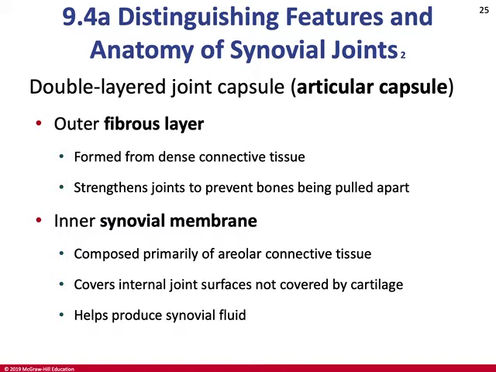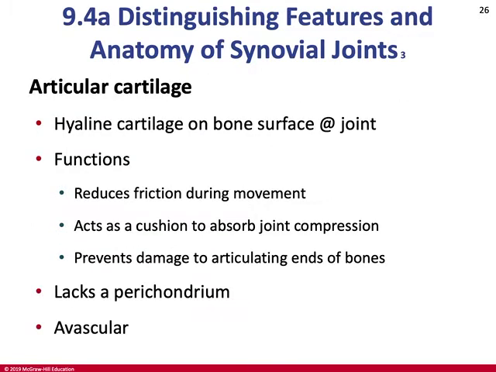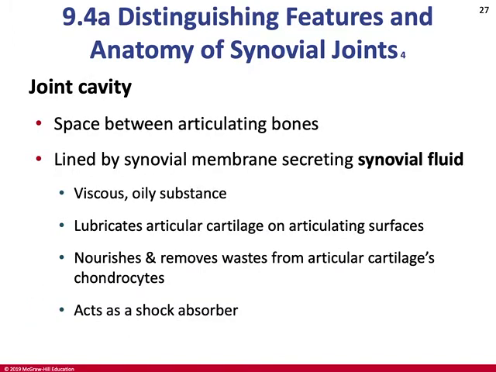And that's why cartilage is rather thin compared to bone, which is a vascular structural connective tissue. The articular cartilage, again, is hyaline cartilage on the bone surface at the joint. It reduces friction, it cushions the ends of the bone, and prevents damage. There's no perichondrium in its avascular tissue, as we pointed out. The cavity is the space, and the synovial fluid is the filtrate of blood that fills it and lubricates the articular cartilage and nourishes the cartilage and also acts to remove wastes.